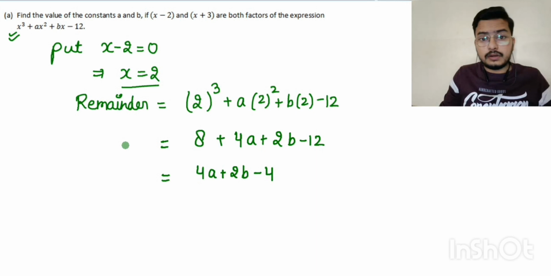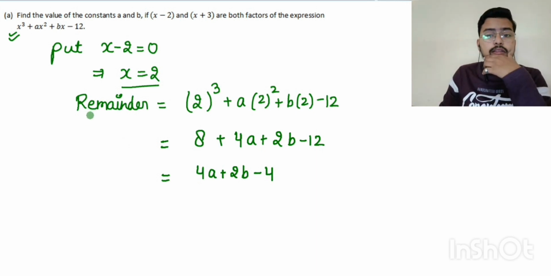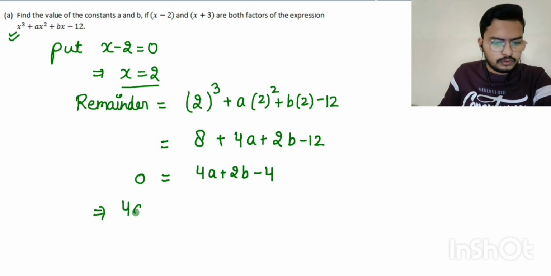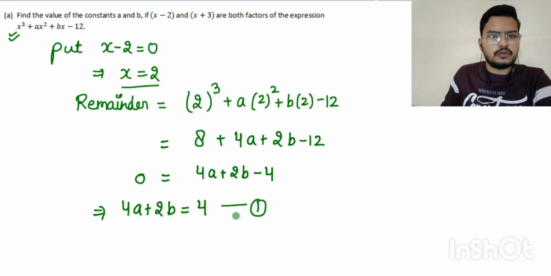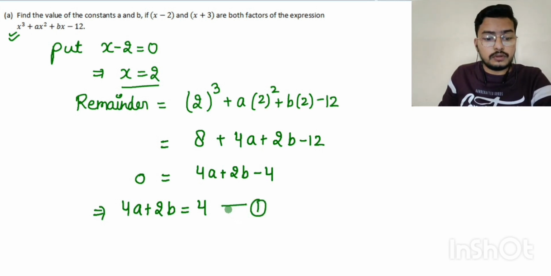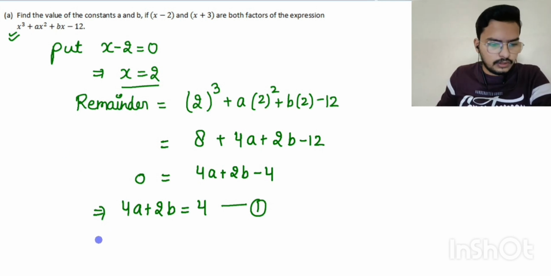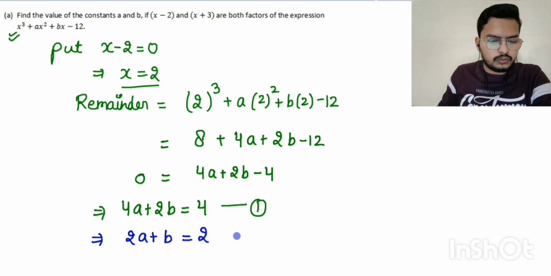But the question says that x minus 2 is a factor, right? If it is a factor, then the remainder must be 0, so it is equal to 0. So this implies 4a plus 2b is equal to 4, that is your first equation. And you can also simplify this equation a little bit more by taking 2 common, so this equation will become 2a plus b is equal to 2, right? So actually this is your first equation, right?